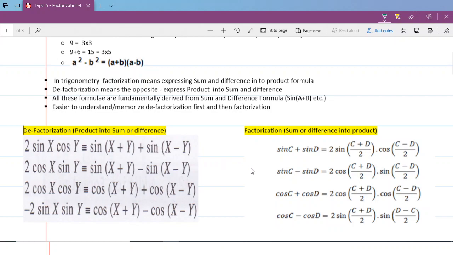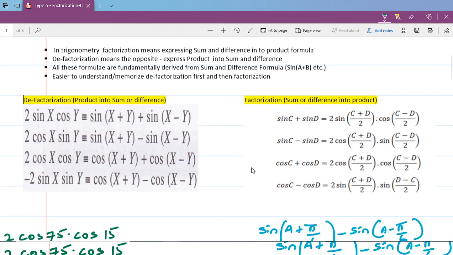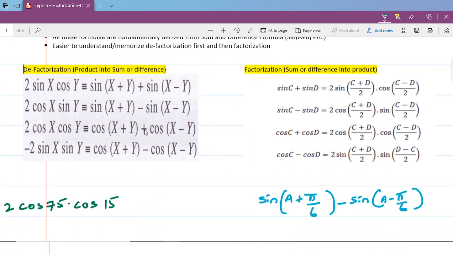So let's get down to business, guys. If you see here, I'm just going to tell how I see it, and then you can memorize it the way you want. I'm going to put another optional video which will make it easier to understand where it came from, and you can memorize it easily.